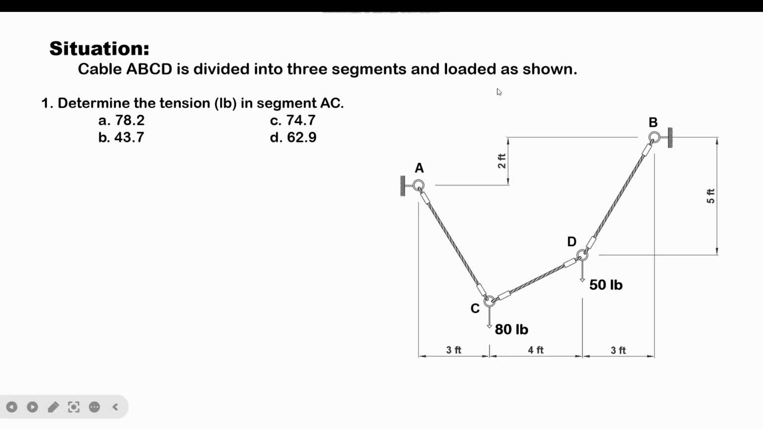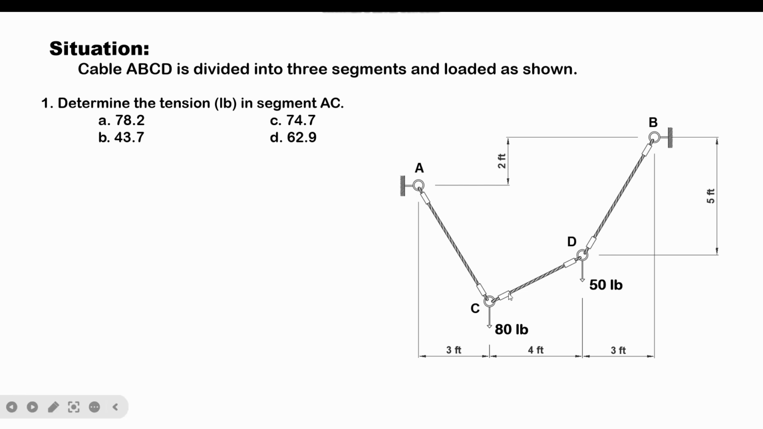Let us determine the tension in segment AC. The first thing we need to do here is to draw the free body diagram of the whole structure. If I were to show the FB diagram directly, you would notice that the resultant reaction at A is denoted as TAC, which is equivalent to the tension of segment AC. Likewise, the resultant reaction at B is denoted as TBD, which is equal to the tension of segment BD. Why did I say so?